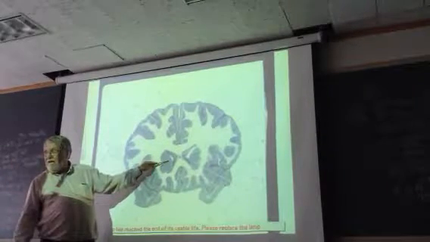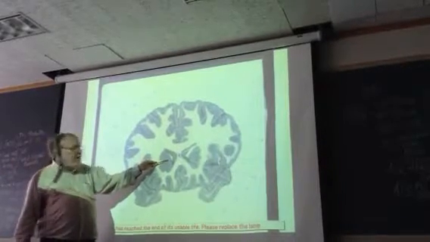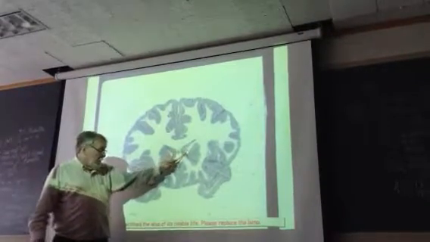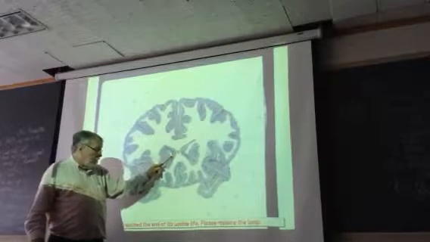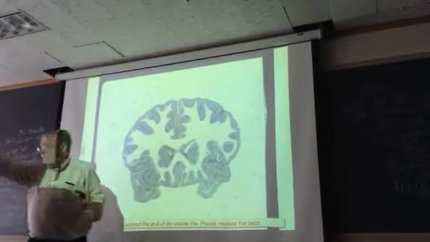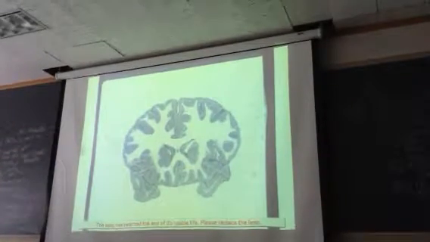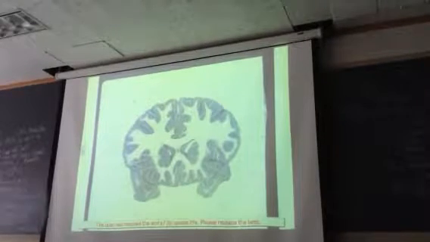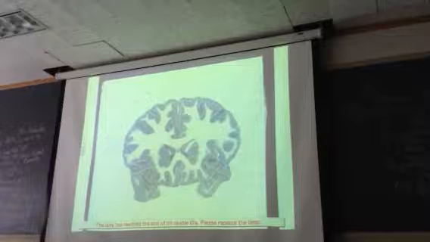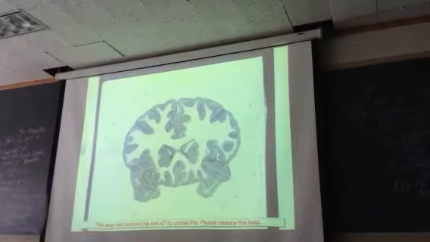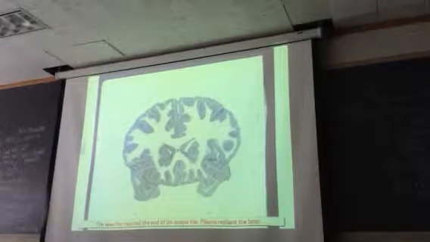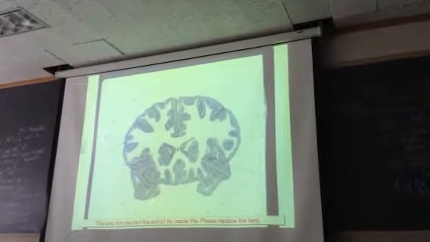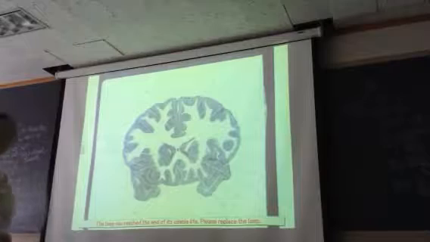Be specific. Head of the caudate. Head of the caudate nucleus. Yes? Lateral ventricle. Be specific. The head of the lateral ventricle. It's not called the head of the, what is the most rostral part of the lateral ventricle called? The anterior horn. The anterior horn of the lateral ventricle. Very good. Okay.